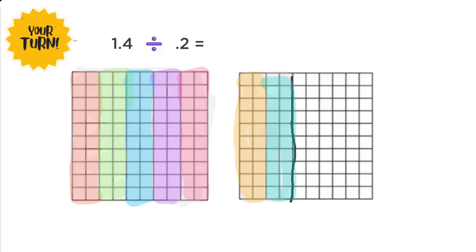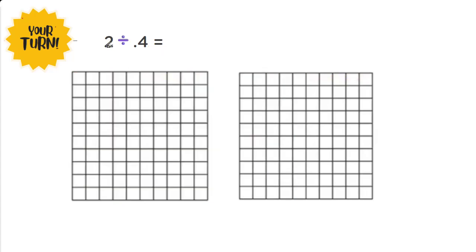Let's count. 1, 2, 3, 4, 5, 6, and 7. So again, 14 divided by 2 is 7. We just don't know where to put those decimals when we do the algorithm method, but you can see how this works. Perfect division.